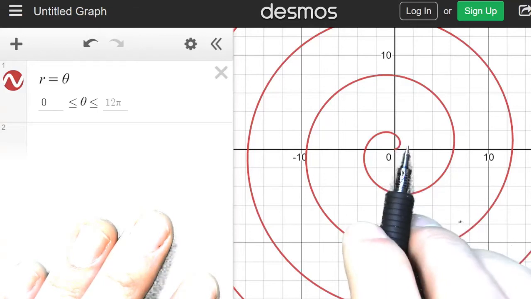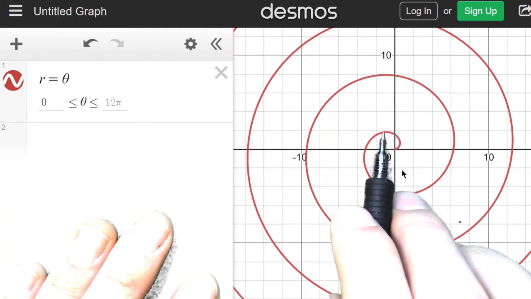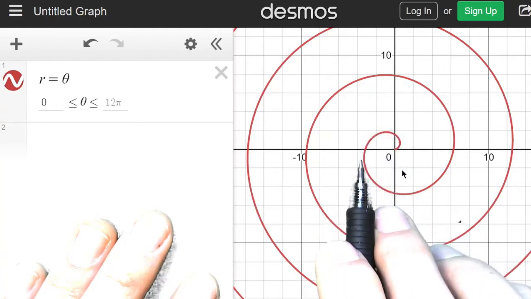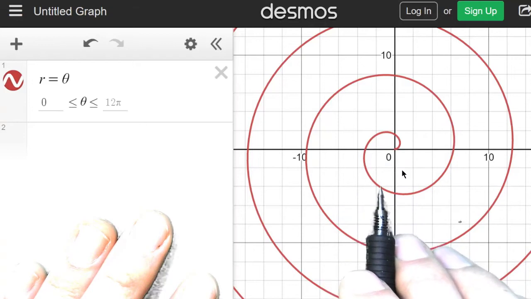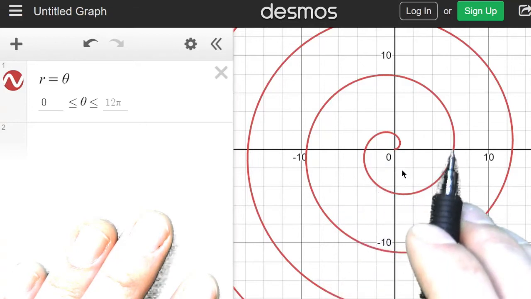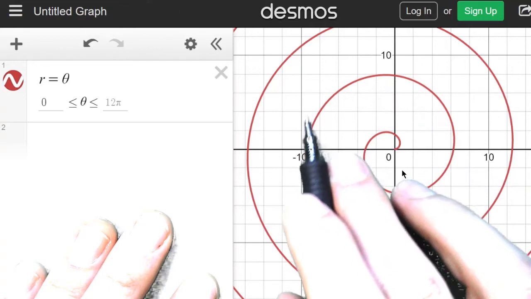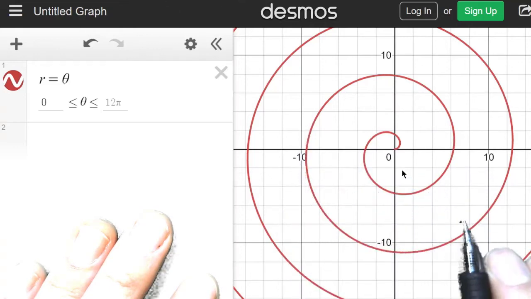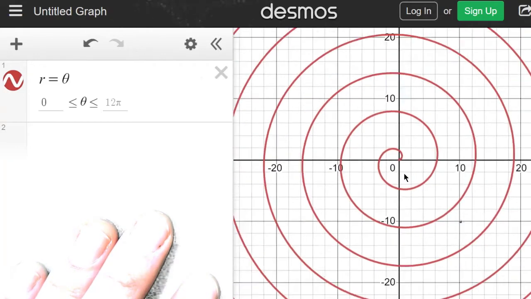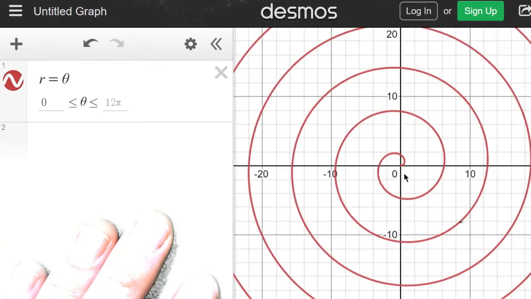So as I wind around, I get farther and farther from the origin because r is equal to the angle that I've wound. So as the angle grows and grows and grows, r grows and grows and grows, and we get a spiral shape. Pretty neat, huh?